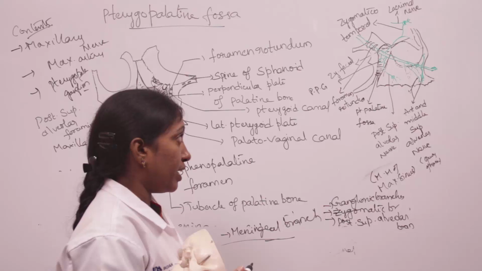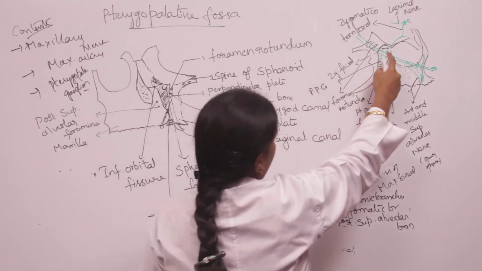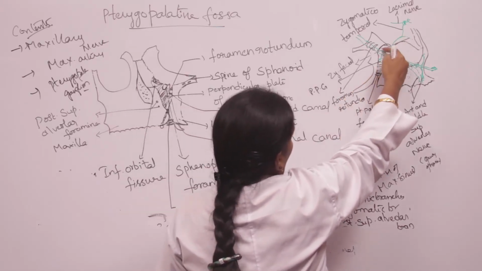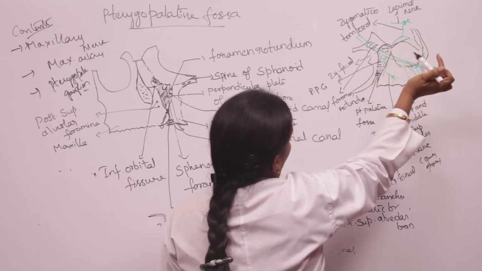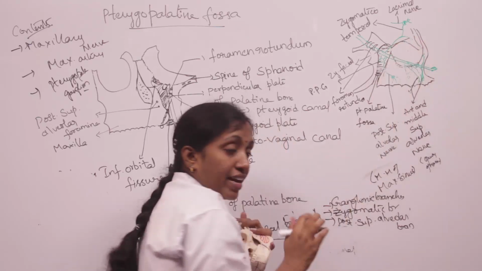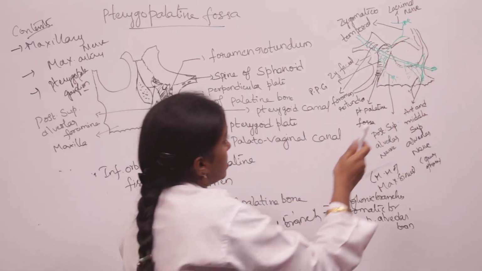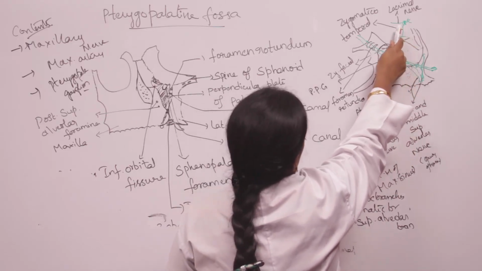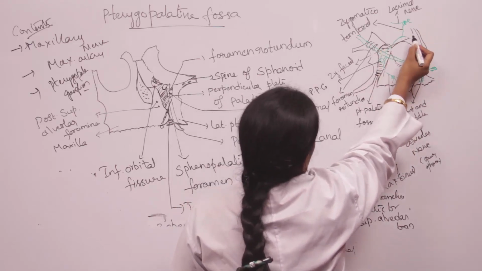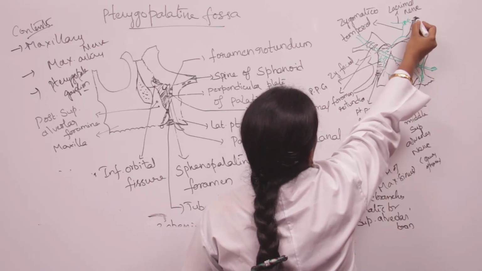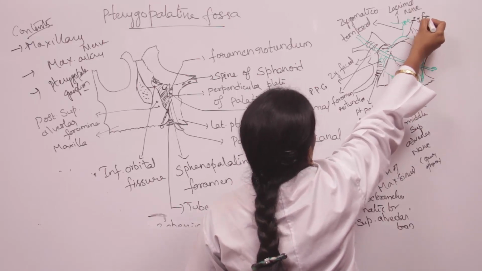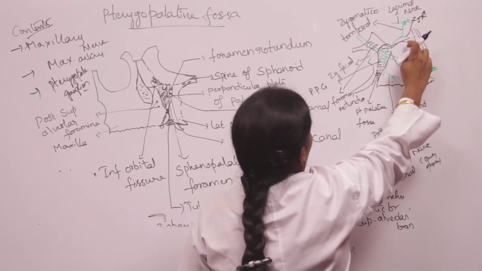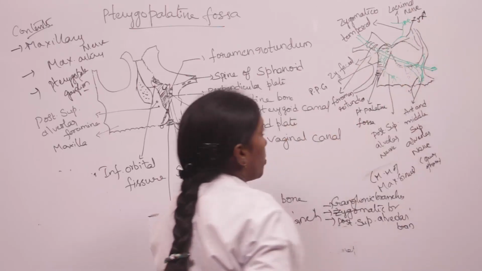And coming to the zygomatic branches. See here, this is the zygomatic nerve. We know that the zygomatic nerve again divides into two. This is the zygomaticofacial, and this is the zygomaticotemporal.